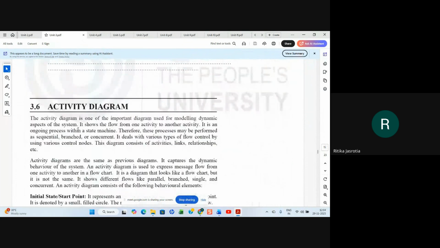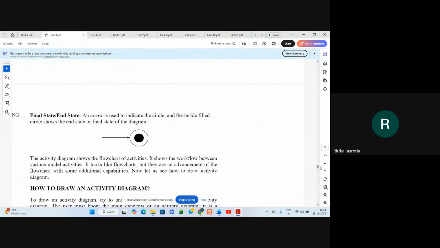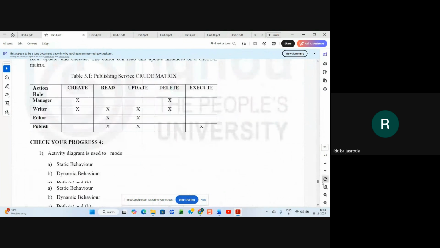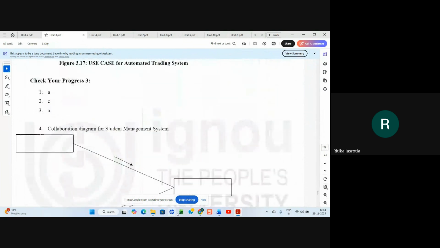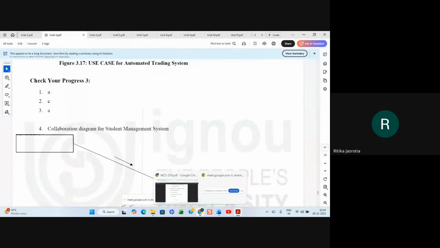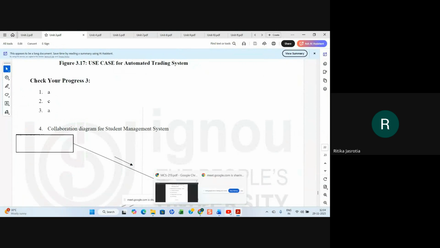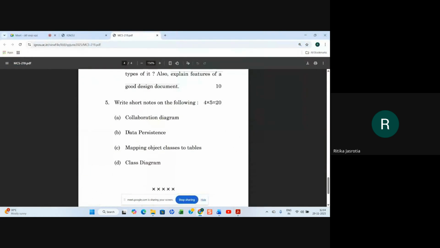They have given you the activity diagram also. They have not explained it, but I have given you the content, so you can go to that also for the collaboration diagram, right? It is similar to the sequence diagram, but the only thing is it is numbered accordingly. So that is there. Then data persistence.